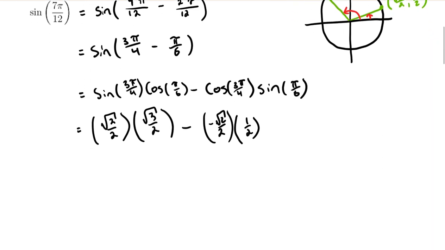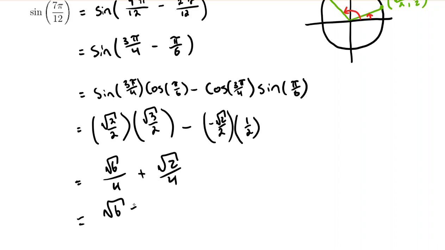And now that I've done that, it is just basic algebra to get root 6 over 4 plus, because the 2 minuses, root 2 over 4, and your teacher probably wants you to combine these to just write this as root 6 plus root 2 over 4. So here's how I could evaluate it.